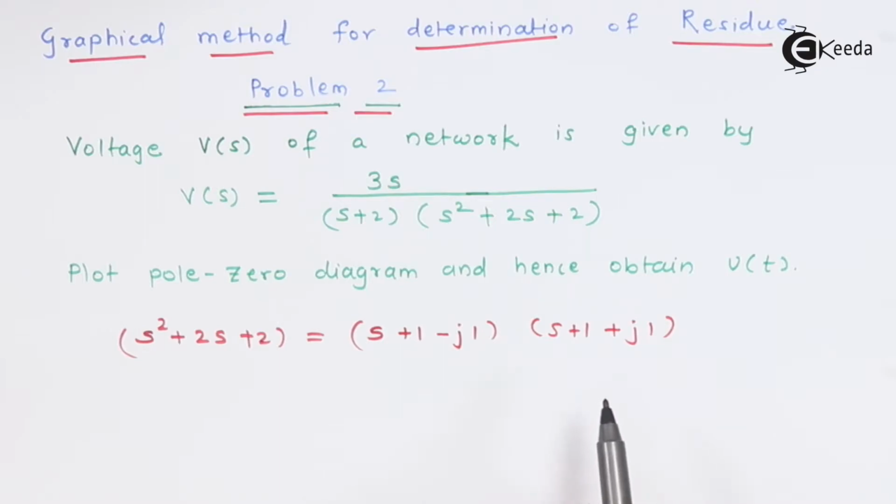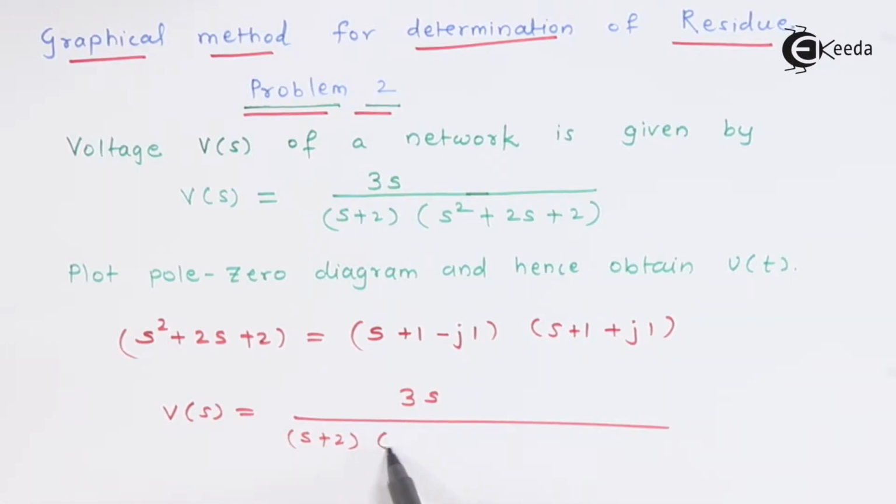So these are the roots and this is how we have written it. Now we will write it again, and now we will draw the pole zero plot. You can see there is 1 zero at S equal to 0, and there will be 3 poles. One will be at S equal to minus 2, then S equal to minus 1 plus j1, and S equal to minus 1 minus j1.